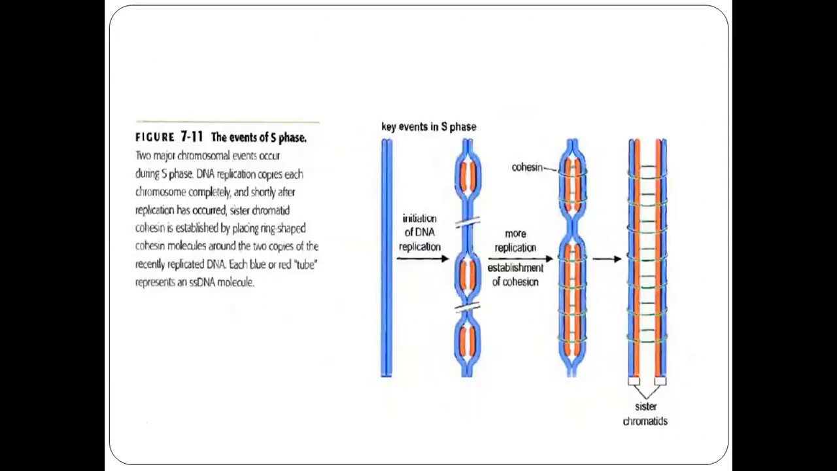The replication, actually we have seen the replication fork, but this replication happens in a discontinuous way. At last, everything is getting connected, and at last sister chromatids are formed.